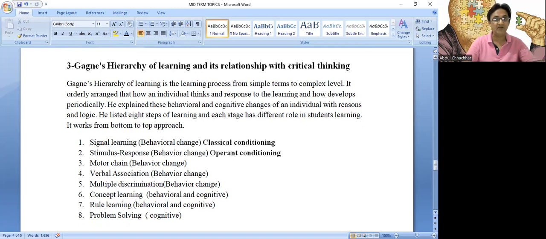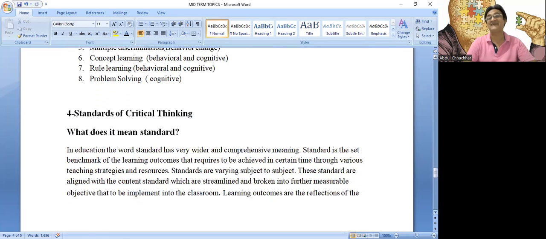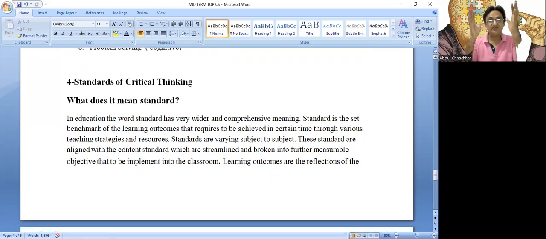So this is another model answer for that. Standards of critical thinking: what does it mean, standard? You have to define it. First give the critical definition. You have the national standards, so you have to give a description of what these national standards are. If you are teaching an American curriculum, British curriculum, or another national curriculum, they set their benchmarks in the sense of standards. Each subject has its standard, and the standards are aligned with the outline standard.